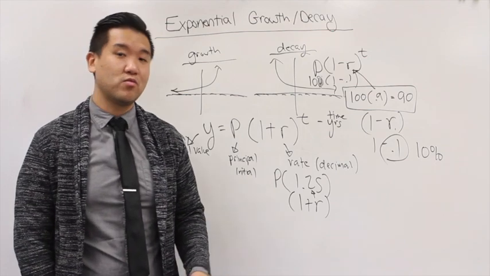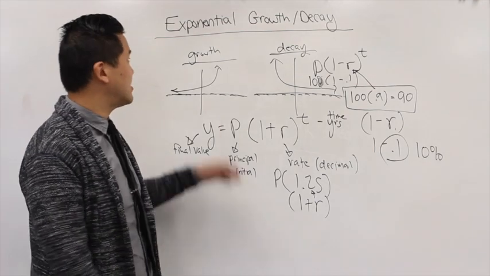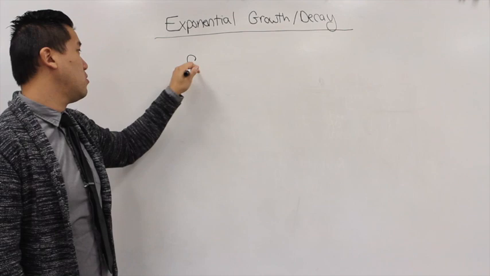All right, so we're going to try 3 examples, beginner, intermediate, and advanced level, to practice exponential growth and decay. First example, find r. What's my rate?